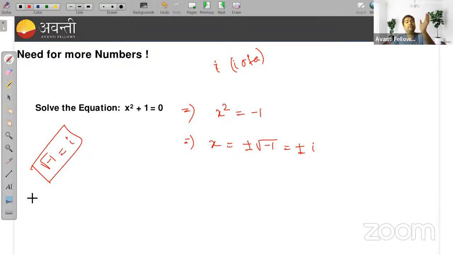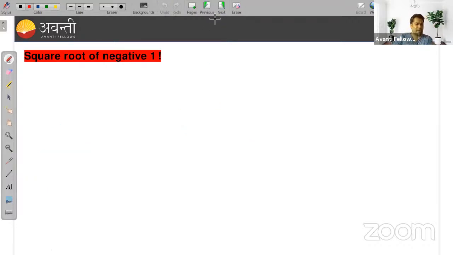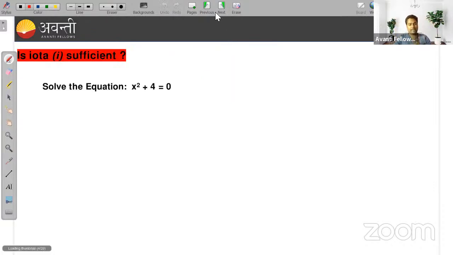So this is actually the need of a complex number, or the need of an imaginary number. So let's solve the square root of negative 1. What is the square root of negative 1? Already we discussed this. The square root of negative 1 is i. Remember, the square root of negative 1 is i. Now, is iota sufficient to solve any quadratic equation?